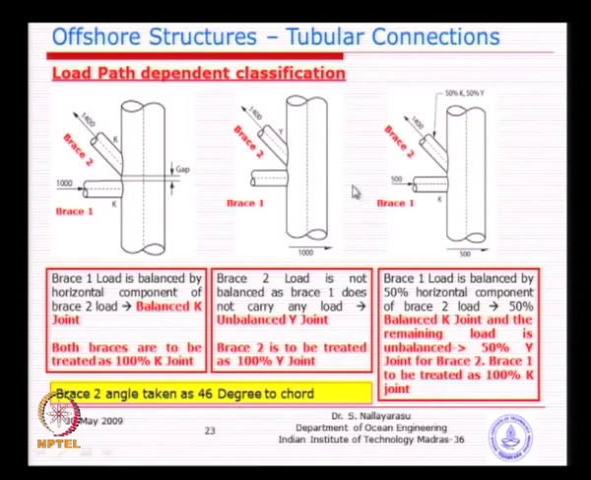Same thing, if you come to the second, I have 1400 applied only on this brace, and the other does not carry any load. So, here I do not have a balancing load, it is fully unbalanced load. So, this will be 100% Y joint, there is no K behavior, because this member is carrying no load. So, that means I can't go to a K.